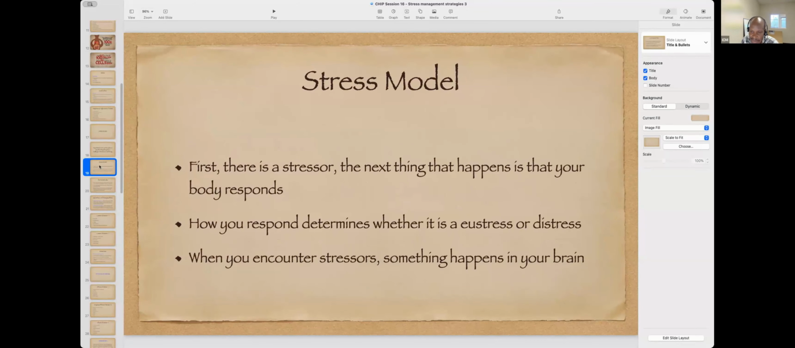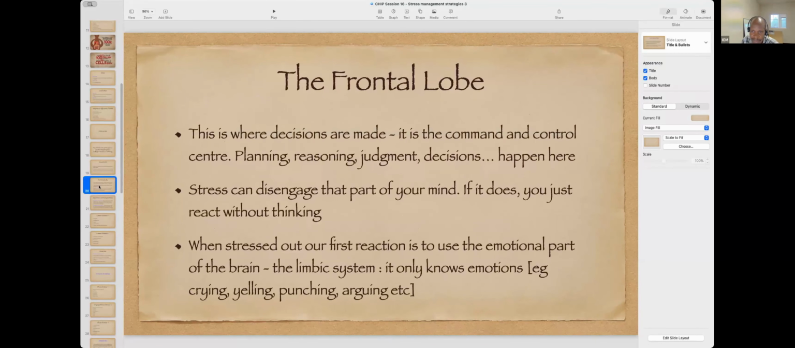When you encounter stressors, something happens in the brain. The frontal lobe is where decisions are made. It is the command and control center where you plan, you reason, you make judgments, you decide. Stress can disengage that part of your mind, and if it does, you just react without thinking.